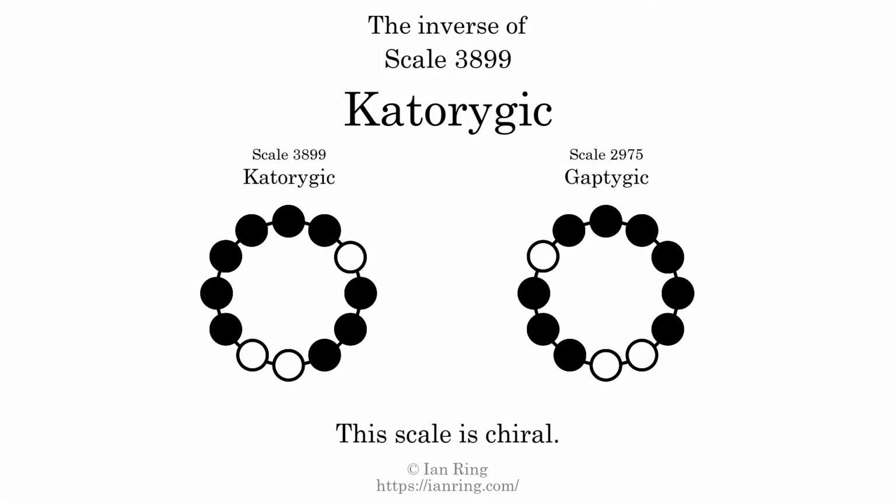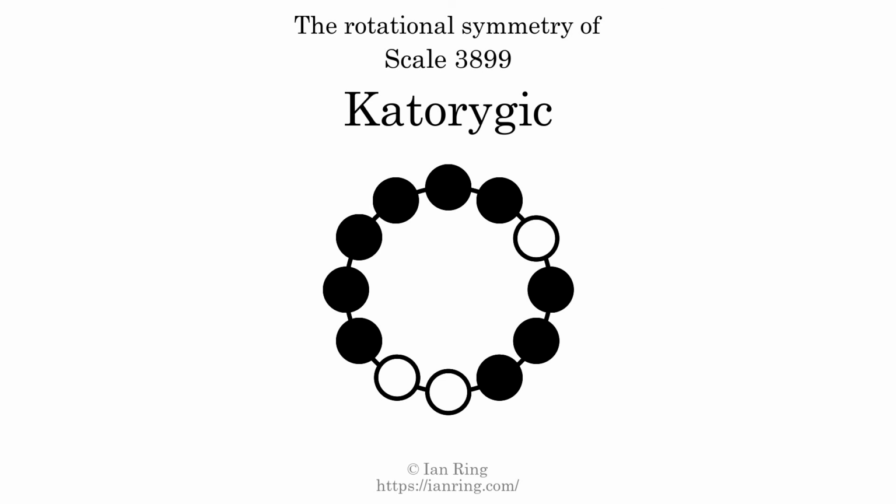The inverse of a scale is a mirror image. It is what you get when the sequence of intervals is reversed. The inverse of this scale is scale 2975, also known as Katorygic. This scale is chiral. It cannot transform into its inverse by rotational transformation. This scale has no rotational symmetry.